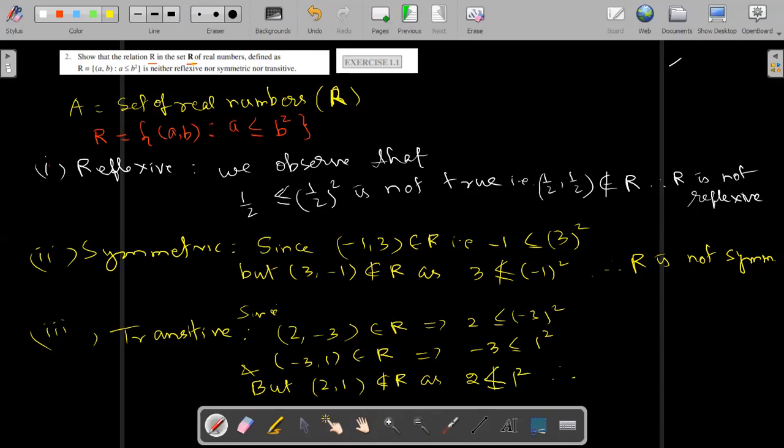True. Therefore, R is not transitive. So, like this, when it is not transitive, we have to remember some numbers which will not follow the given condition.